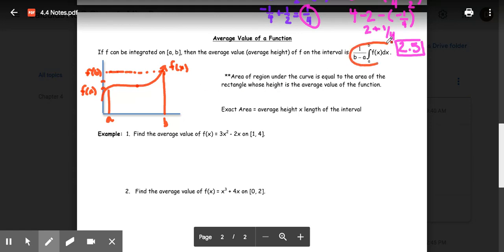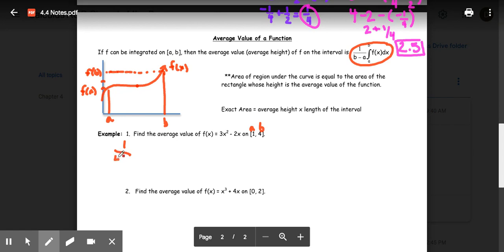So you need to know this formula. If you have it memorized, it's pretty easy. 1 over b minus a, the integral from a to b. All right, don't worry about this stuff here. We just want to put this in practice. So first example, find the average value of the function from 1 to 4. You literally plug it into this formula. Here's my a, here's my b.